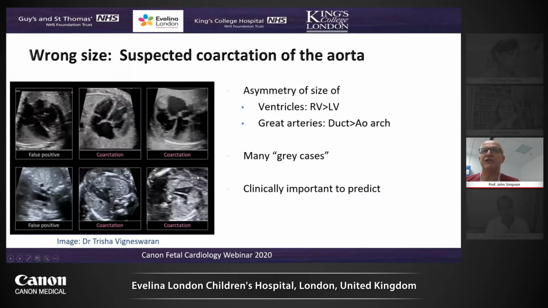With respect to coarctation, you may get a clue from the relative size of the ventricles, and here's some examples with right ventricular dominance in all of these upper planes. And now if we look at the size of the great arteries, we can see dominance of the ductal arch compared to the transverse aortic arch. But note, there's a very high degree of overlap between true coarctations as proven postnatally and false positive cases, which we're all familiar with. And that is one of our biggest problems, is trying to work out what is a true positive case and what's a false positive case. And I'm going to give you some tips about this.